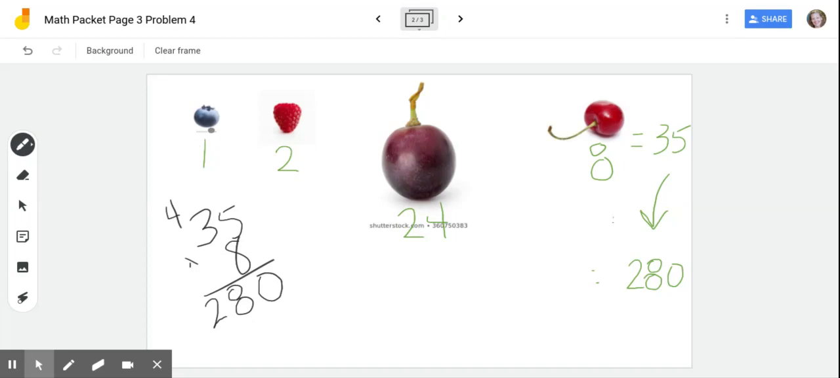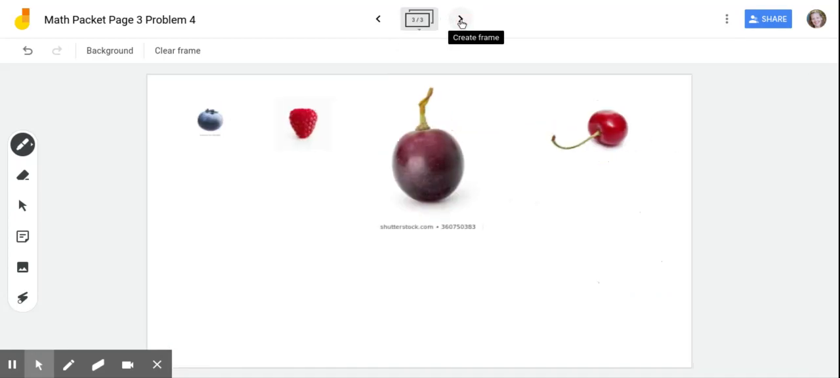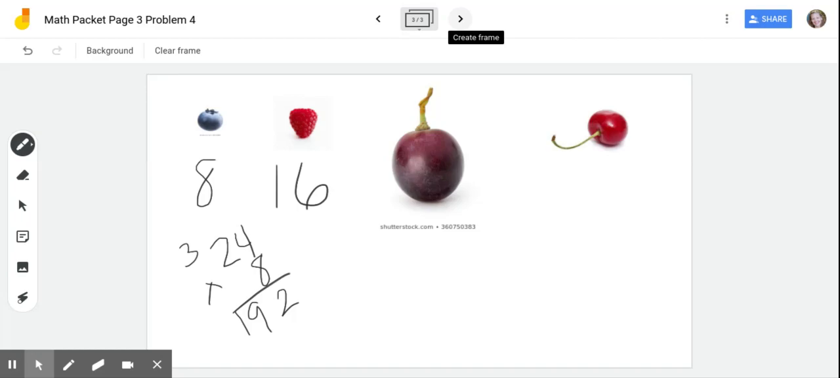So I need 8 times as many blueberries, 8 times as many raspberries, 8 times as many grapes. It's going to get huge, right? And 8 times as many cherries. I could figure out that whole thing. So let's go ahead and try it. So 1 times 8 is 8. And that raspberry, remember, was 2. 2 times 8 is 16. And 24 times 8, I don't know. 24 times 8, 32, carry this, 16, 192, 192 grapes, still the biggest, right?